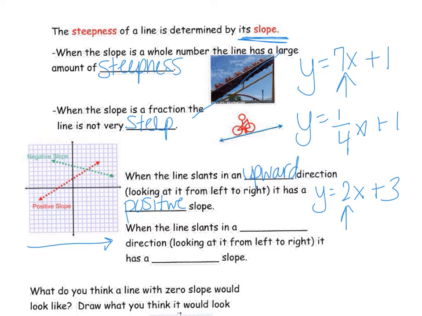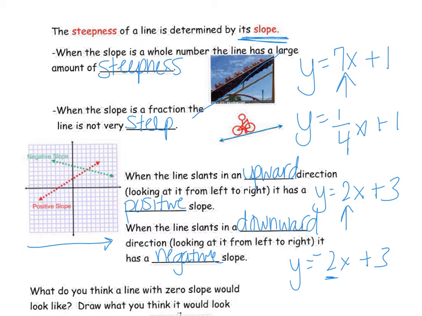But if I look at the line and it slants in a downward direction, again looking at the graph from left to right, then I know that my slope is negative. So, for example, maybe y equals negative 2x plus 3. The number in place of slope would be negative.